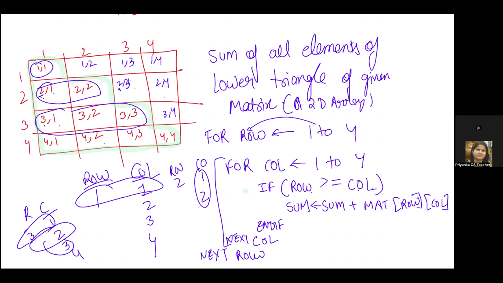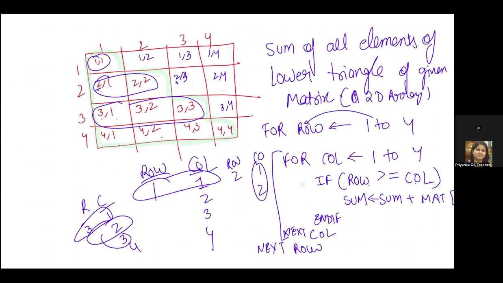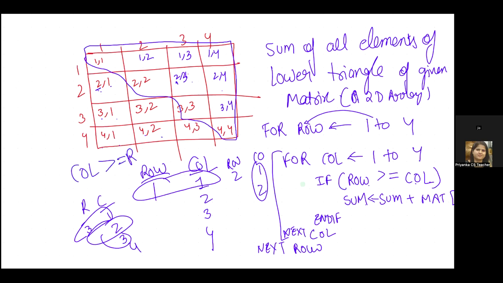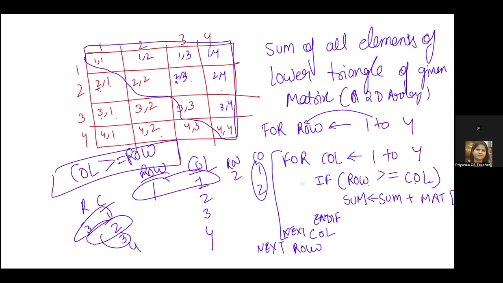And if someone asks you for the upper triangle, the upper triangle can also come. Upper triangle means this part from here. The diagonal is always added in a triangle. So if your column is always greater than or equal to row, then we say it's an upper triangle.